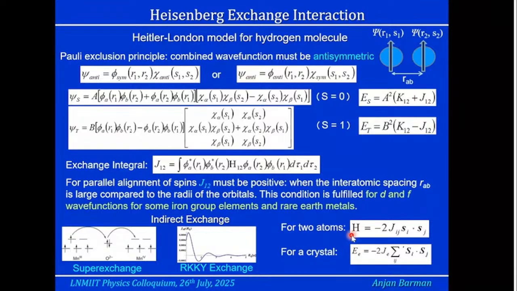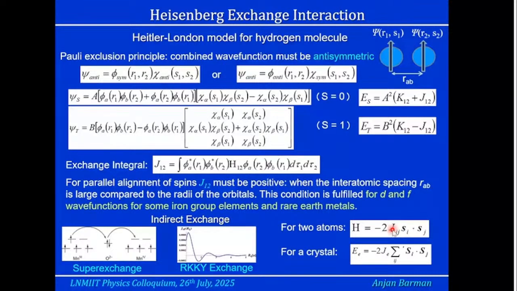But just in a nutshell, for two atoms, if Si and Sj are the two spins, then the exchange energy or the Hamiltonian is nothing but minus 2 Jij Si dot Sj. You can see here that if the two spins are parallel, then Si dot Sj is positive, and then the overall energy will be negative if Jij is positive. And if the overall energy is negative, it is a more stable state. So as a result, if you want them to be ferromagnetic, Jij has to be positive.